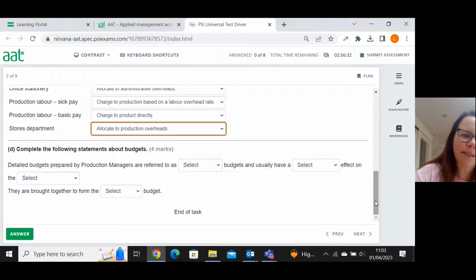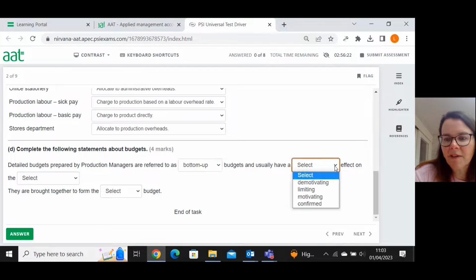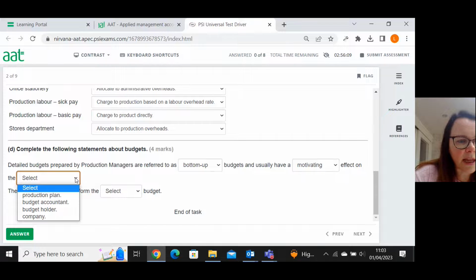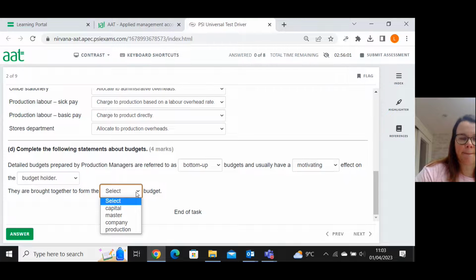Part D, complete the following statements about budgets. Detailed budgets prepared by production managers are referred to as bottom up, they're involved and usually have input. They are generally thought to be motivating because the managers have some ownership over those budgets. The effect on the budget holder, the person that's got to meet the budget. They are brought together to form the overall budget, so that's called the master budget.